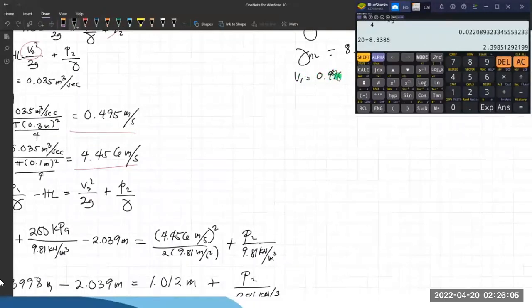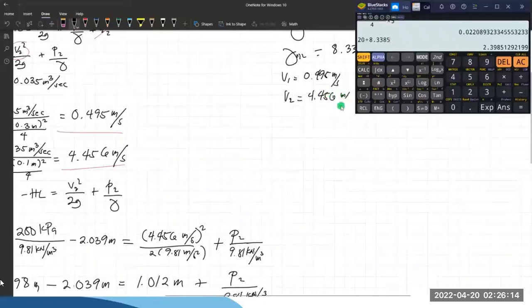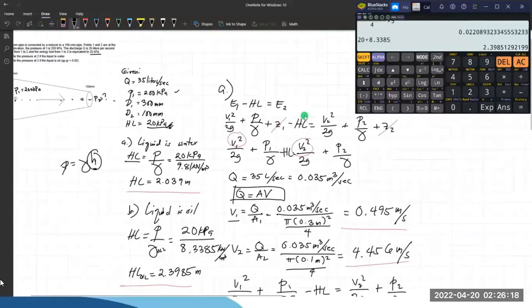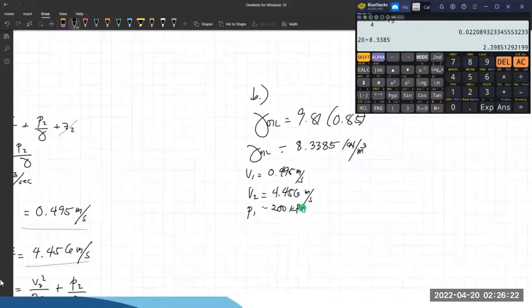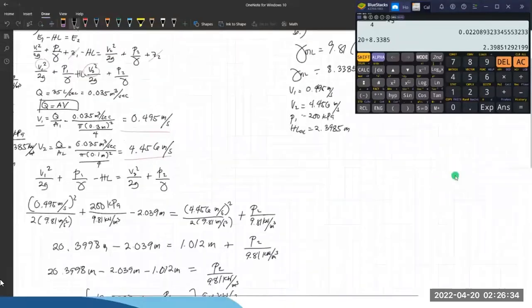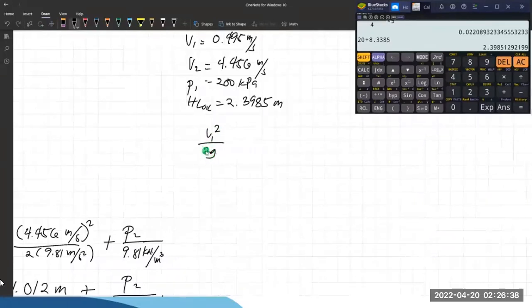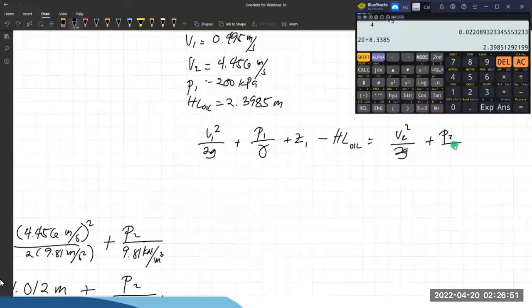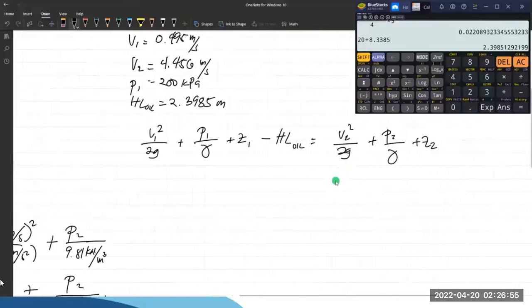Let's just rewrite: velocity 1 is 0.495 meter per second, and velocity 2 is 4.456 meter per second. Pressure at point 1 is the same, still 200 kilopascal, and we have a head loss of oil of 2.3985 meters. Let's apply again the Bernoulli equation: V1 squared over 2g plus P1 over gamma plus Z1 minus the head loss equals V2 squared over 2g plus P2 over gamma plus Z2. Z is cancelled because they are the same in elevation.